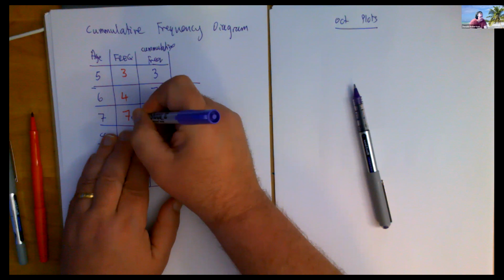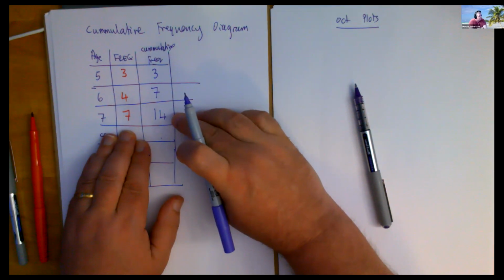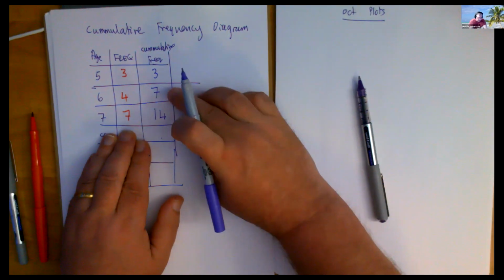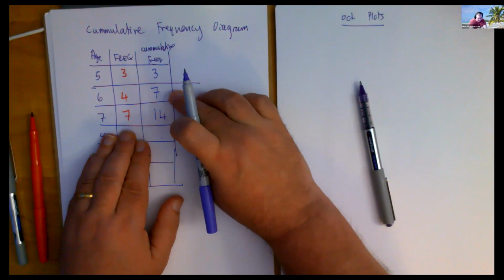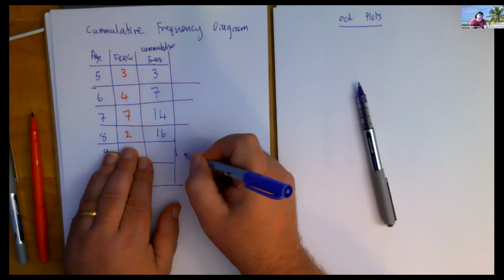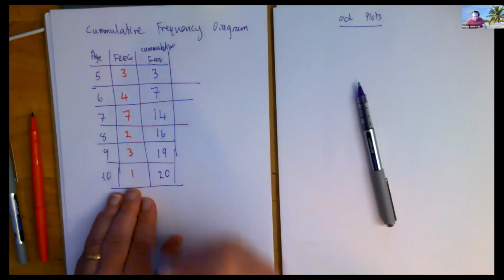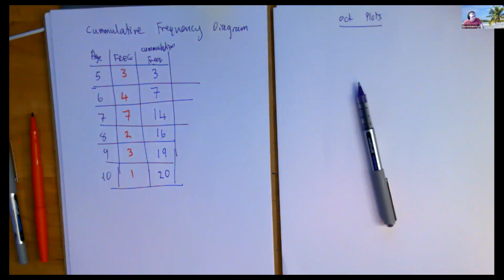cumulative, 14. So what you're saying here is that there are 14 kids 7 or younger. Right, that's what that 14 is representing. That 7 is representing there are 7 kids 6 years or younger. Right, would you agree the next one goes 16? The next one goes 19, and the last one goes 20. So a cumulative frequency table is not that difficult to create. Would you agree? You just add the previous answers together.